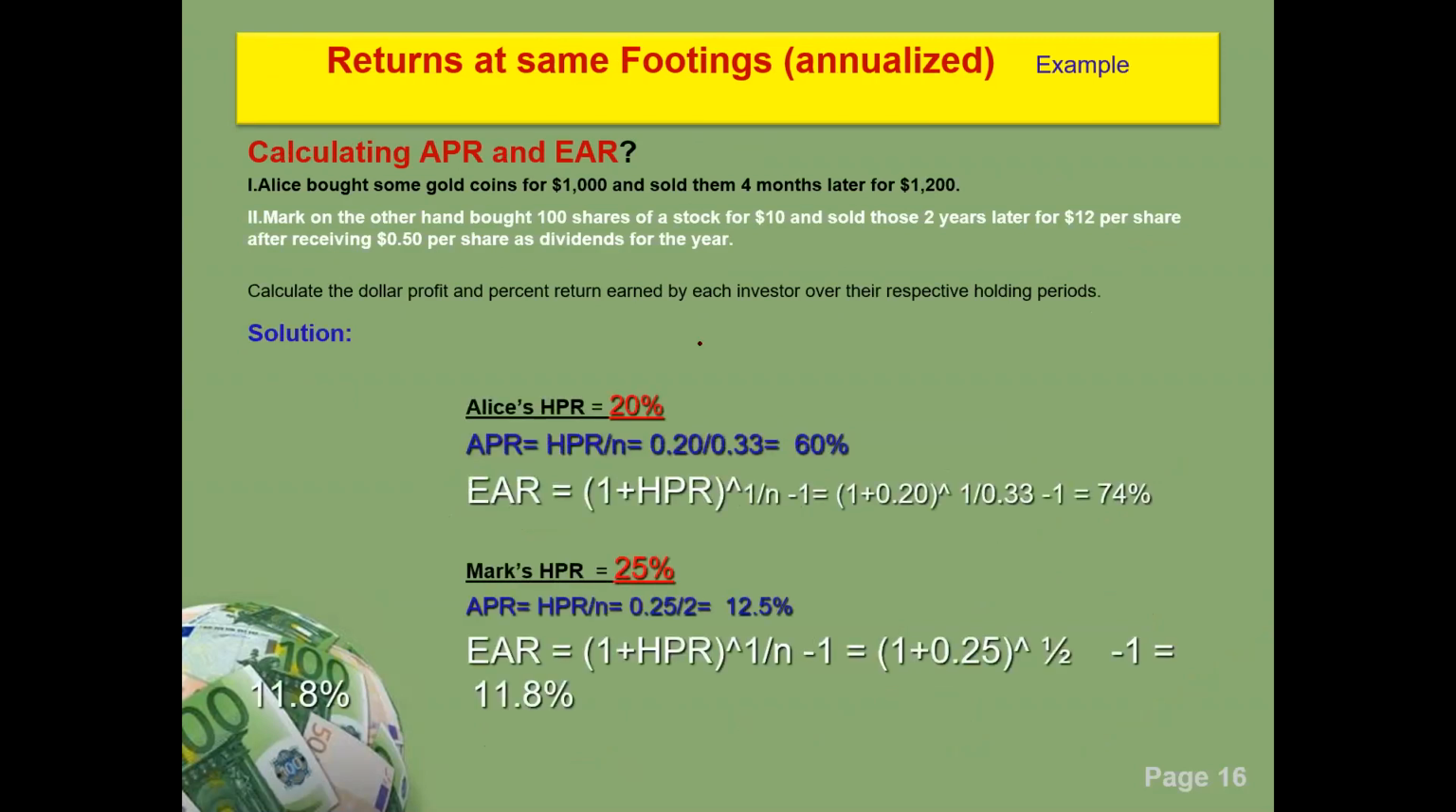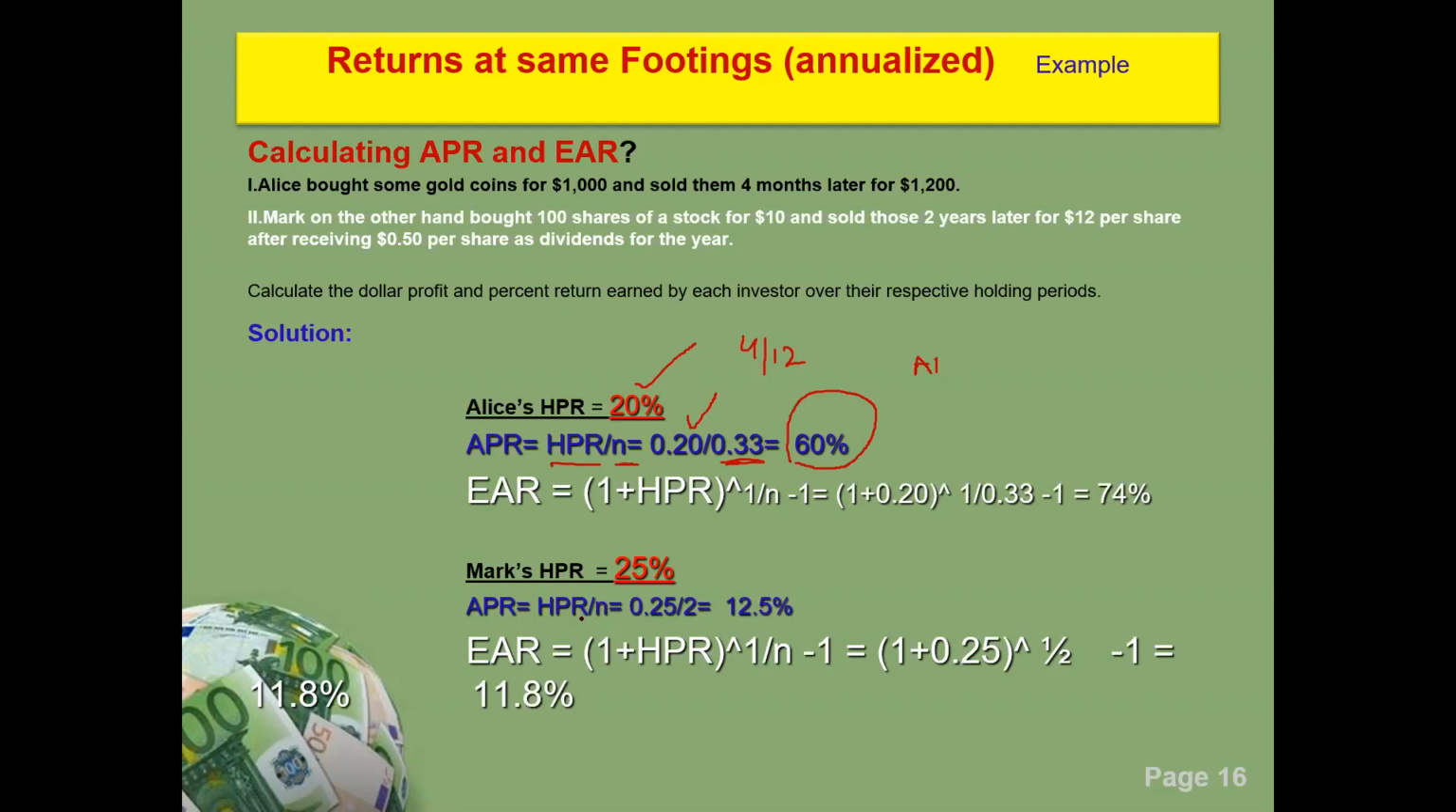So we know for Alice, the holding period return was 20%. When we convert it to annual numbers, we call it the annual percentage return, APR. Annual percentage return is holding period return divided by N periods. So his holding period return of 20% is divided by the period, which is only 0.33. How? 4 months divided by 12 is 0.33. So his annual percentage return is 60%.